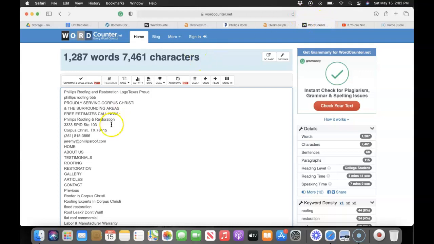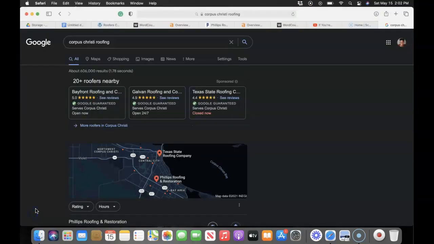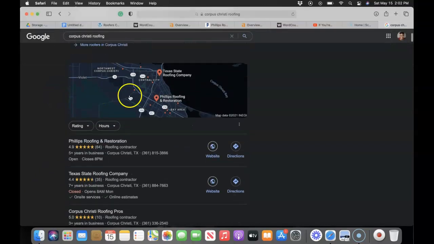Second thing I want to talk about is something called citations. Now, a citation is a business listing in an online directory. So Google is a directory, Yelp is a directory, Yellow Pages is a directory. And there are hundreds, if not thousands, more directories online. And I've typed in Corpus Christi Roofing here. And right here, if I scroll down, I see what's called the Google Map Pack. And underneath the Google Map Pack are those business listings, are citations.